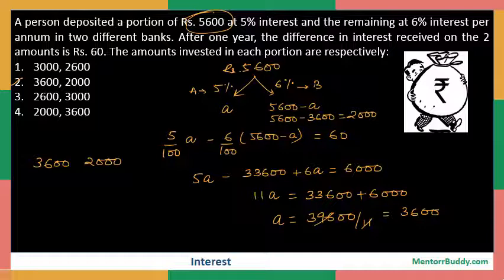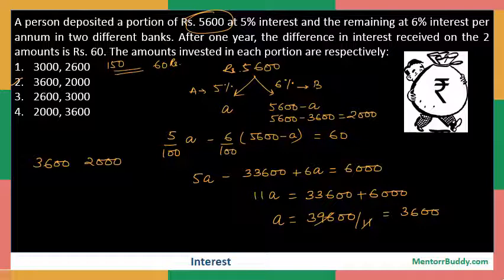For example, if I look at the first option, it gives me 3000 rupees and 2600 rupees. Now 3000 rupees at 5% is going to give me 150 rupees. And similarly, 2600 rupees with 6% is going to give me more than 150 rupees. So therefore the difference which I may get cannot be rupees 60 in this case.